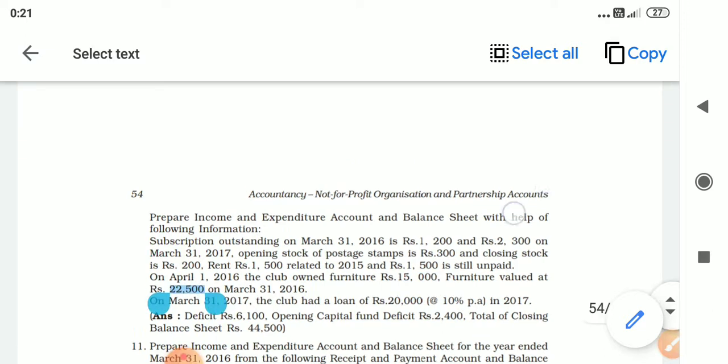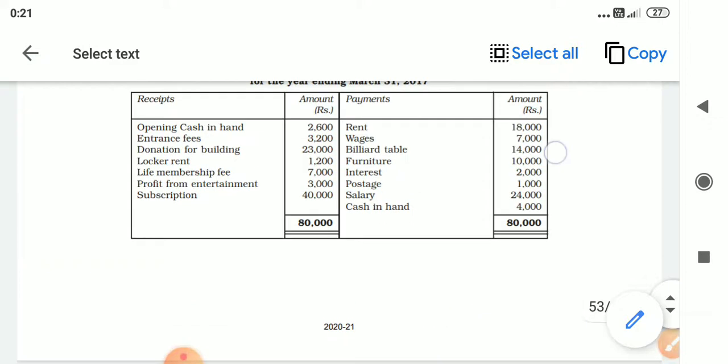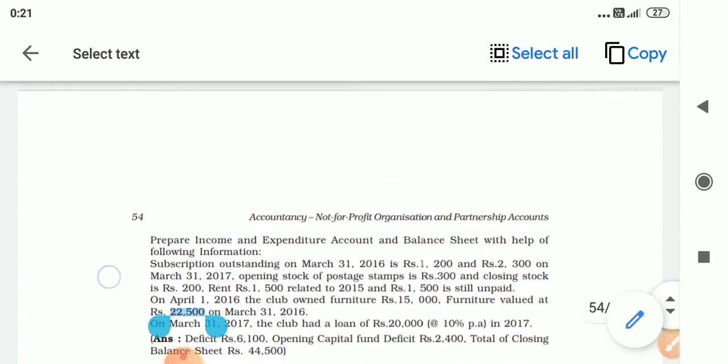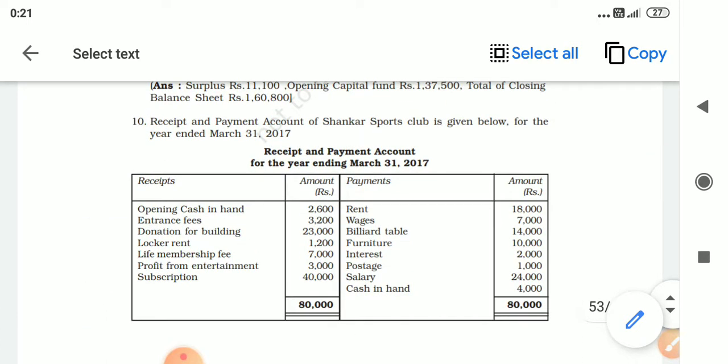Purchases 10,000 will appear in the debit side. Balancing figure is depreciation on furniture. This balancing figure will be shown in the expenditure side of income and expenditure account. Opening balance of furniture will appear in the asset side of opening balance sheet. Closing balance of furniture will appear in the asset side of closing balance sheet. Furniture is over. Next, coming to interest.